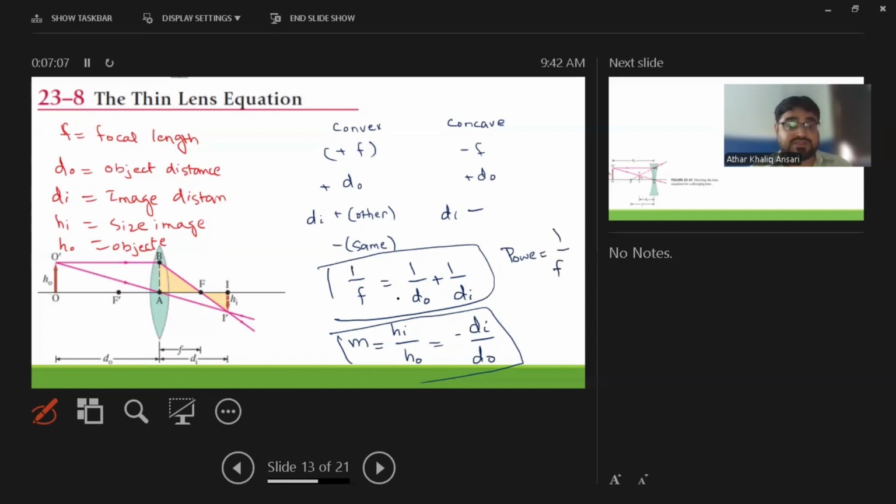But please note, all of these measured quantities, length, size, and height, are in centimeters in lenses. But when you find power, you will use the focal length in meters. This is the only thing that we will use in meters, and then we will find the power.